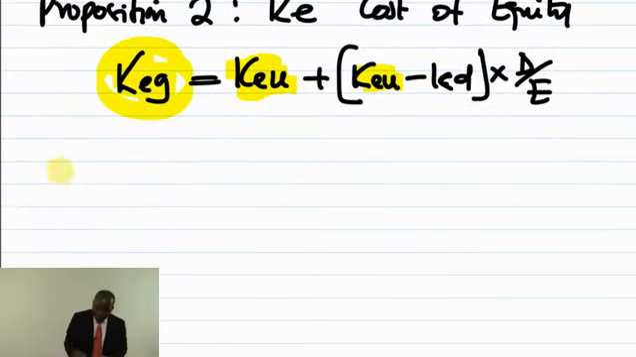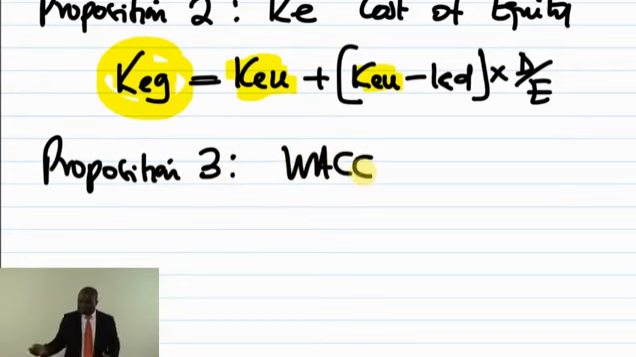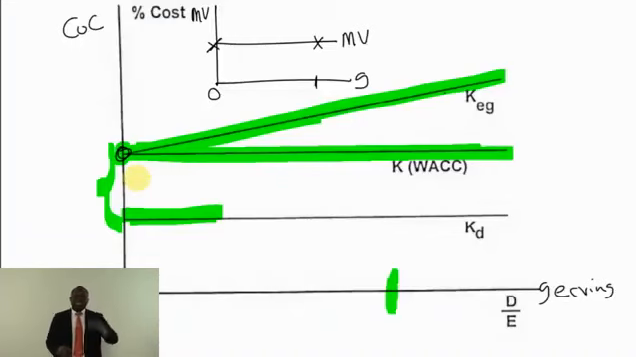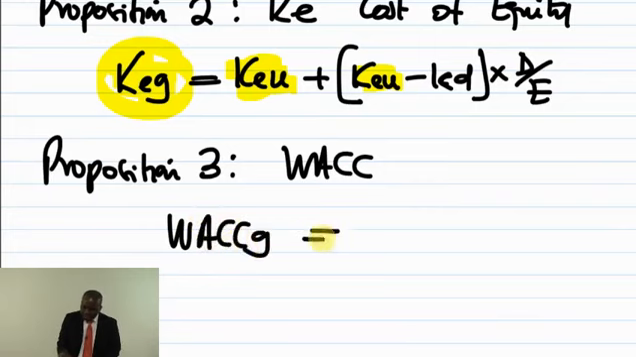The last proposition that we normally say of Miller and Modigliani is proposition 3, which deals with the WACC. And as we saw in the equation or the graph, the WACC is not going to change according to them, because the savings you made on the cheaper debt is exactly equal to the increase in the cost of equity, and the WACC should stay flat. Okay, so he's telling you the WACC of the geared should be equal to the WACC of the ungeared.